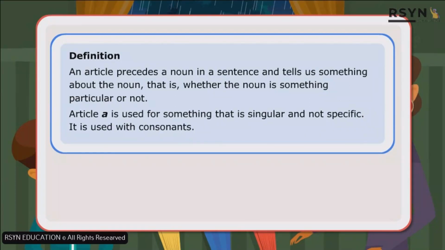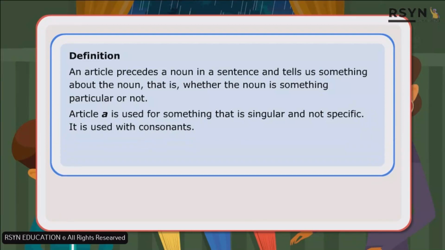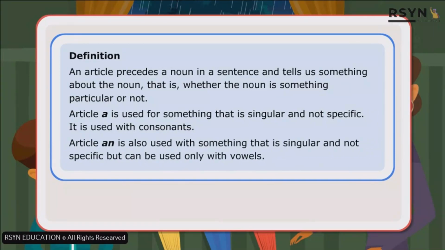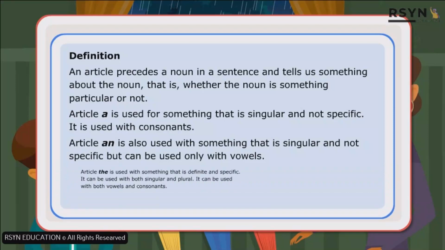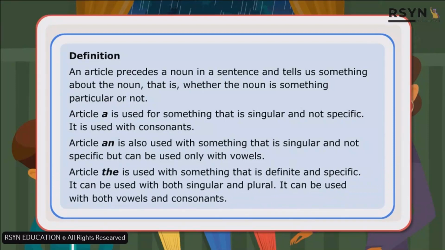Article a is used for something that is singular and not specific. It is used with consonants. Article an is also used with something that is singular and not specific, but can be used only with vowels. Article the is used with something that is definite and specific. It can be used with both singular and plural. It can be used with both vowels and consonants.